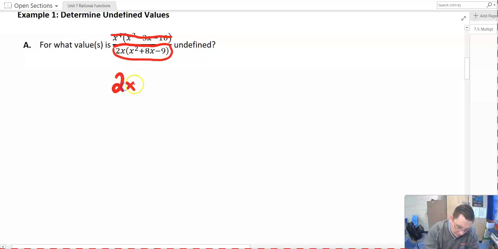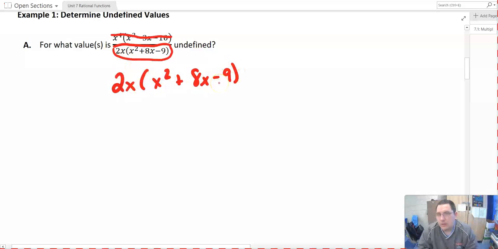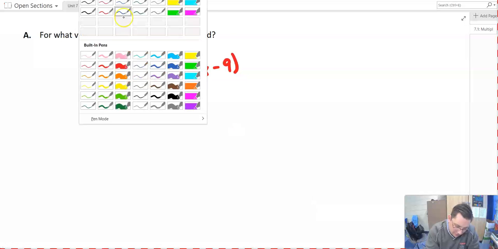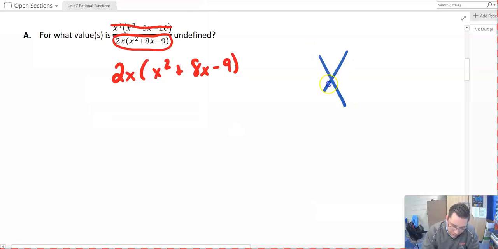Now, we've got the 2x times x squared plus 8x minus 9. We can use different methods to get to these values that are going to be undefined, but the quickest is going to be factoring this. So the 2x is already factored. We can't do anything else with it. But this x squared plus 8x minus 9 is a quadratic, and we're going to use the x puzzle on it to factor it. Now, if it doesn't factor directly, of course, we could complete the square and figure things out, or we can use the quadratic formula and figure out what the zeros would be. But factoring is going to be our first go-to in a lot of these problems.